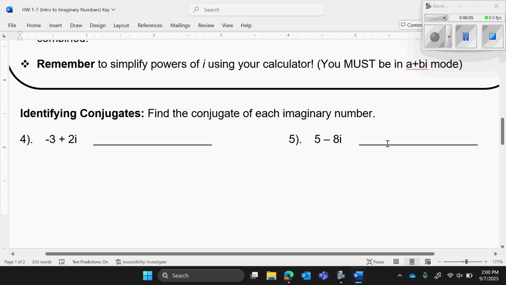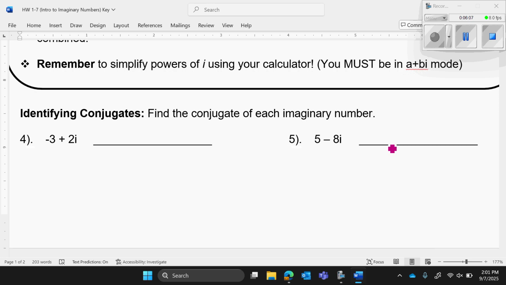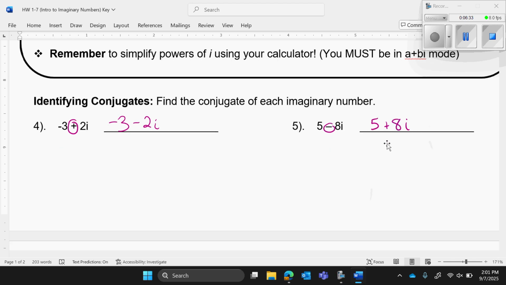Let's identify conjugates. Well, if you have negative 3 plus 2i, the conjugate, you're going to switch the imaginary part. That's going to be negative 3 minus 2i. If you have 5 minus 8i, switch the imaginary part: 5 plus 8i. Doesn't seem like that big of a deal now, but I will explain why it's important when we get to solving equations.